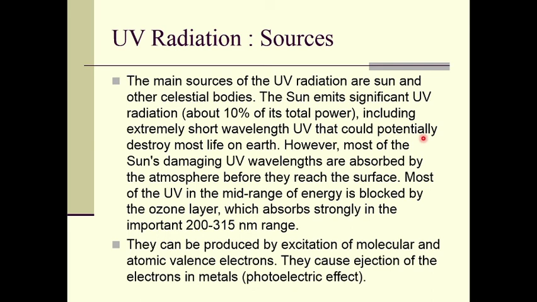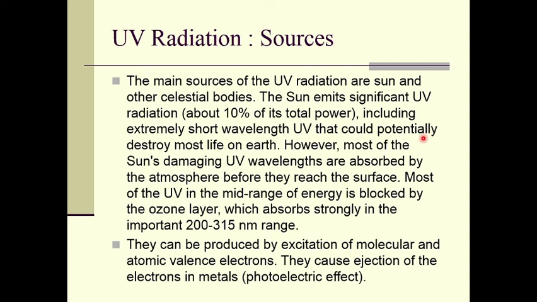So, UV radiation can be produced by excitation of molecular and atomic valence electrons. They cause ejection of electrons in metals, that means the photoelectric effect. So, we know that the photoelectric effect is that when light or UV radiation is incident on some metals, these metals give rise to the ejection of electrons, right.